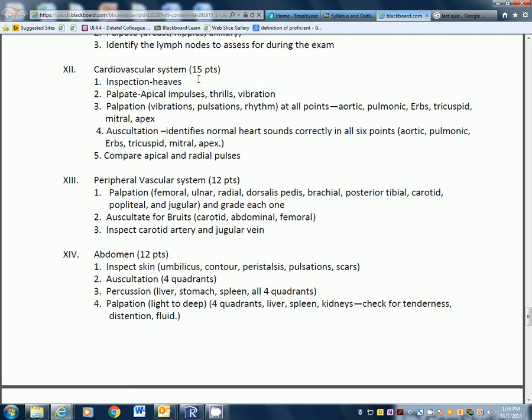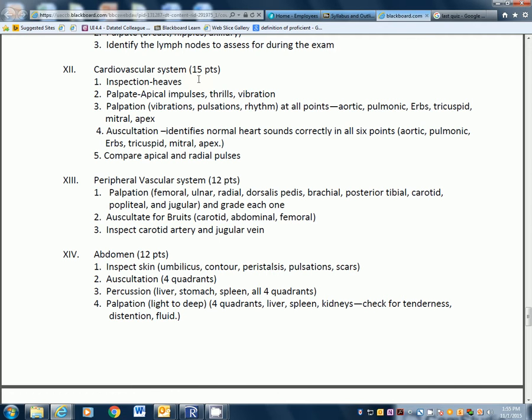It occurs if there's hypertrophy, like if there's increased workload on the heart. A right ventricular heave is seen usually at the sternal border, so that's where you would look. So it's kind of like an abnormal lift or pulsation that you would see at that area. Okay, so you would look for heaves.